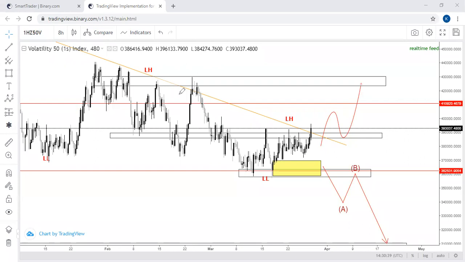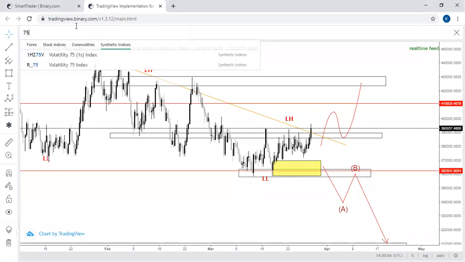Okay, let me conclude everything for you. So for now, what we are looking for is a buying opportunity on V51s. Let me try to do a recap on V75 for you so that you know what you should look for on the V51s.